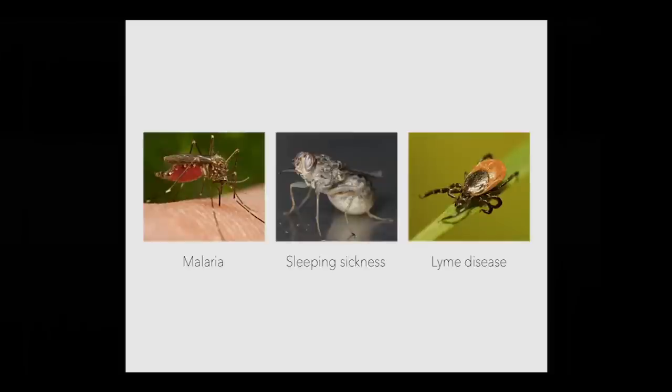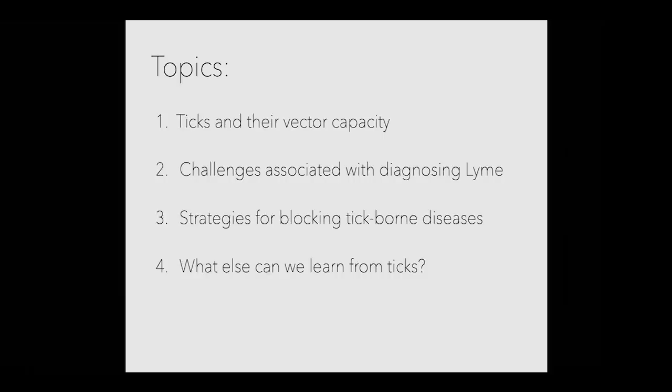So here are some really classic examples that you might recognize. So the diseases that they cause. Mosquitoes can cause malaria. Sleeping sickness is caused by flies. And then on the right, which is going to be the focus for today, is the black-legged tick, also known as the deer tick, Ixodes scapularis, that causes Lyme disease when it bites you and transmits a bacterium called Borrelia burgdorferi.